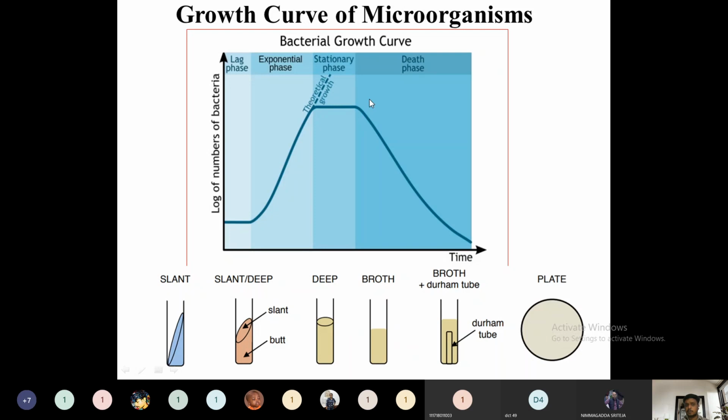Then they will approach a death phase. Finally, a cell is considered dead once they reach a stage where their number decreases exponentially. So that phase is called a death phase. So these are the four phases for any type of microorganisms we can characterize. Though these phases are different for each microorganism, they will exhibit all these four stages. Any type of microorganism will exhibit these four stages, but the duration will be different for different microorganisms.